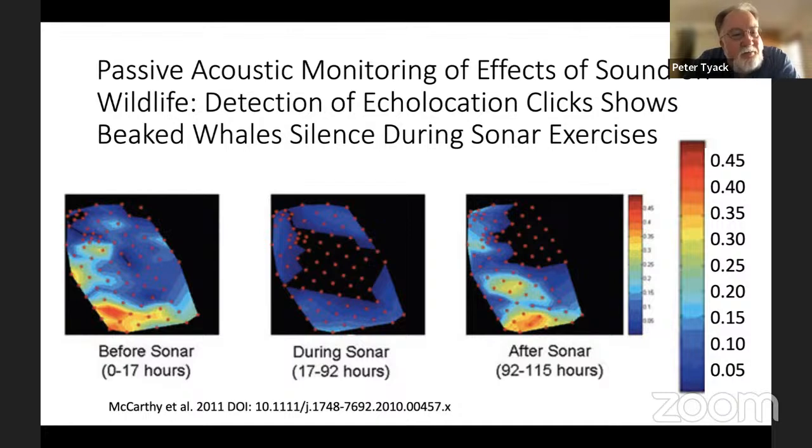These echolocation clicks can be mapped, and on the lower left, you can see the red dots show the location of underwater hydrophones, underwater acoustic sensors in the Tongue of the Ocean in the Bahamas. And the color map shows the density of echolocation clicks produced by the foraging animals, the percentage of time in which they're detected foraging at depth before a sonar exercise. The middle panel shows the whole area goes dark during a sonar exercise. The animals have completely silenced, they've completely stopped foraging, and tag data shows that many of them have moved out of the entire area. And about 3 days after the sonar exercise stops, on the right, you can see the density of animals foraging starts coming in.